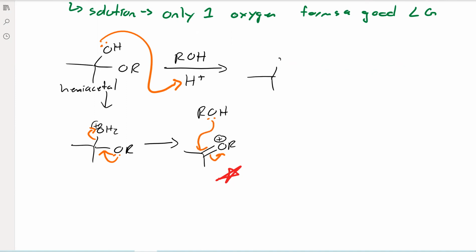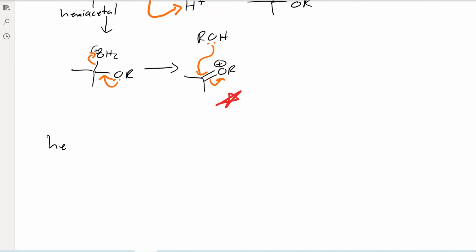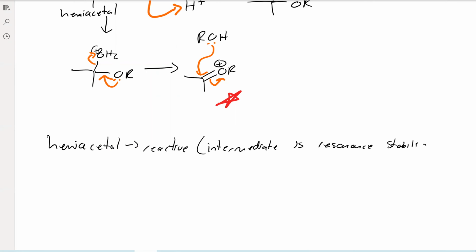To selectively add or selectively replace that position. So let's take a look at it. And again, the hemiacetal position is going to be reactive because the intermediate, that carbocation, is resonance stabilized. Whereas a regular alcohol is going to be unreactive, or at least less reactive, right? Because it does not have a resonance stabilized intermediate.